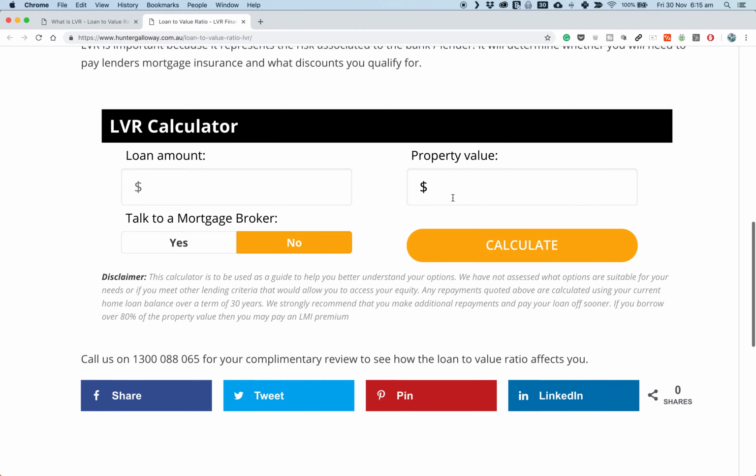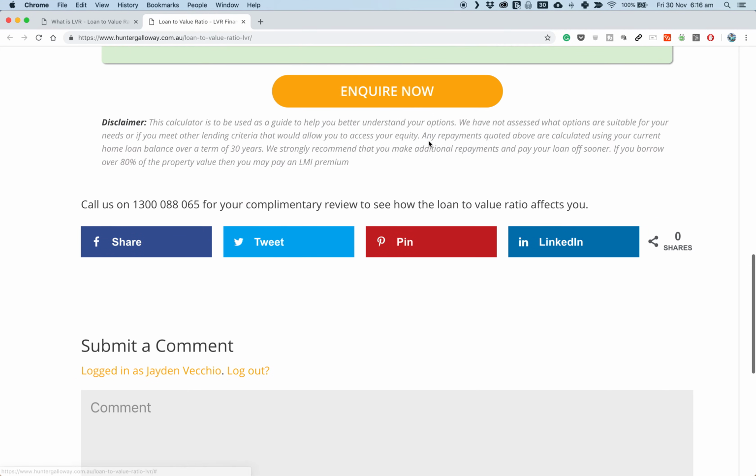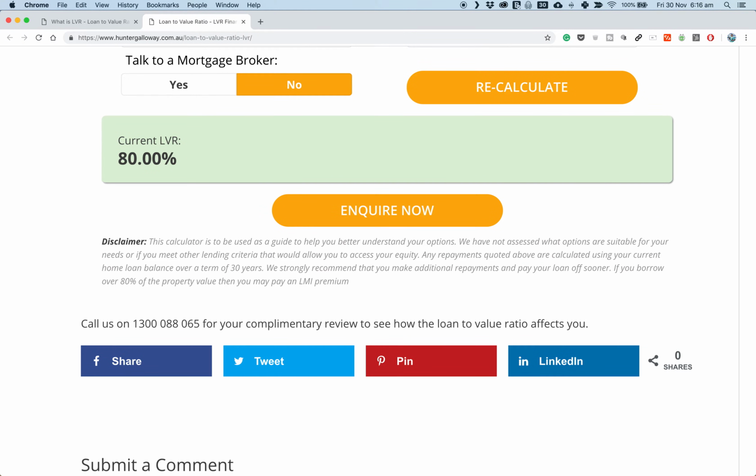So another cool thing you can use here is our LVR calculator. So it works exactly the same. If you have a calculator handy, just put in the loan amount, $400,000. So you want to borrow, and you're going to buy a place worth $500,000. Hit calculate, and it tells you the current LVR of 80%.